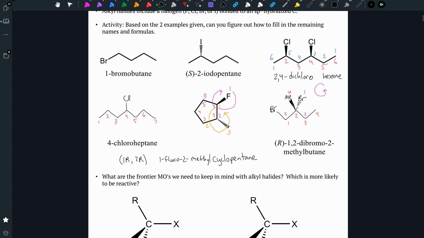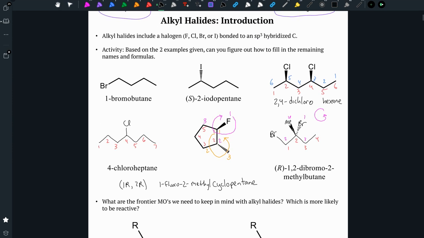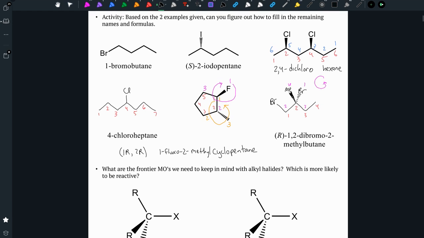All right, so naming alkyl halides, that's just a review. The meat of this module is going to be really how do these things react, but it's always nice to review. We got a little naming review, we got a little stereochemistry review in there. So from there, we're going to move on to starting to talk about reactivity.